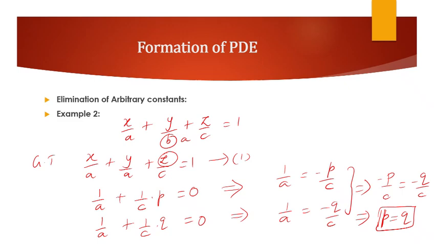So this is how we eliminate the arbitrary constants from the given equation to form a PDE.